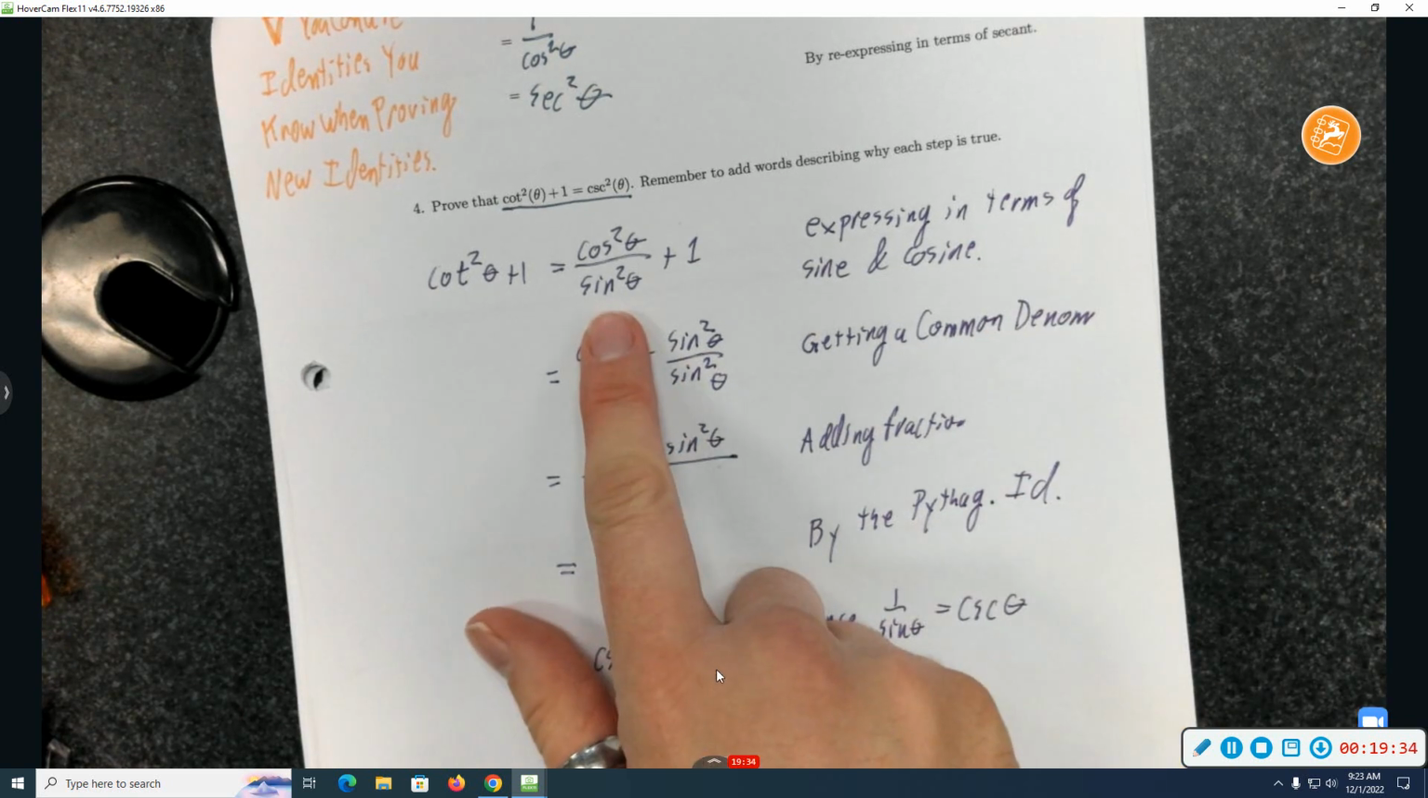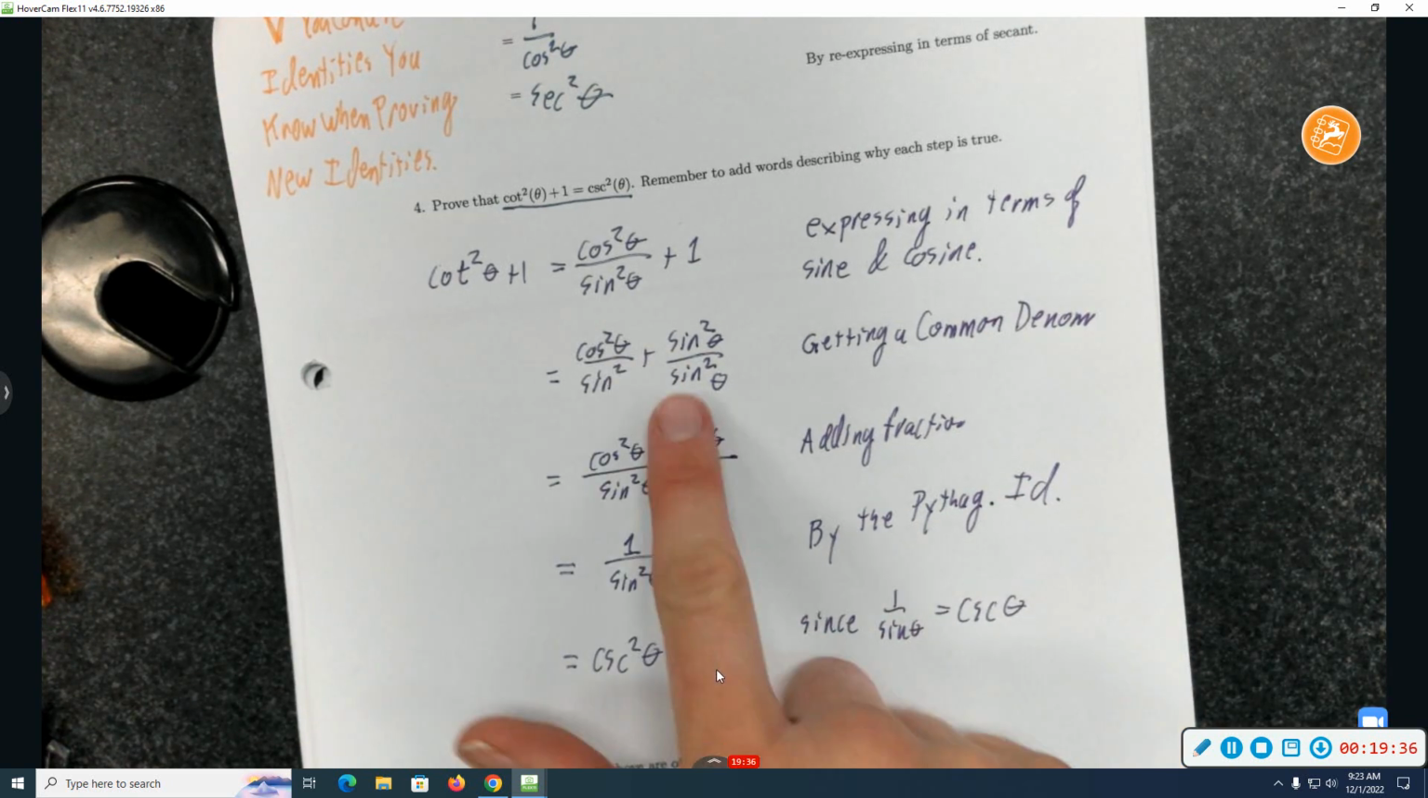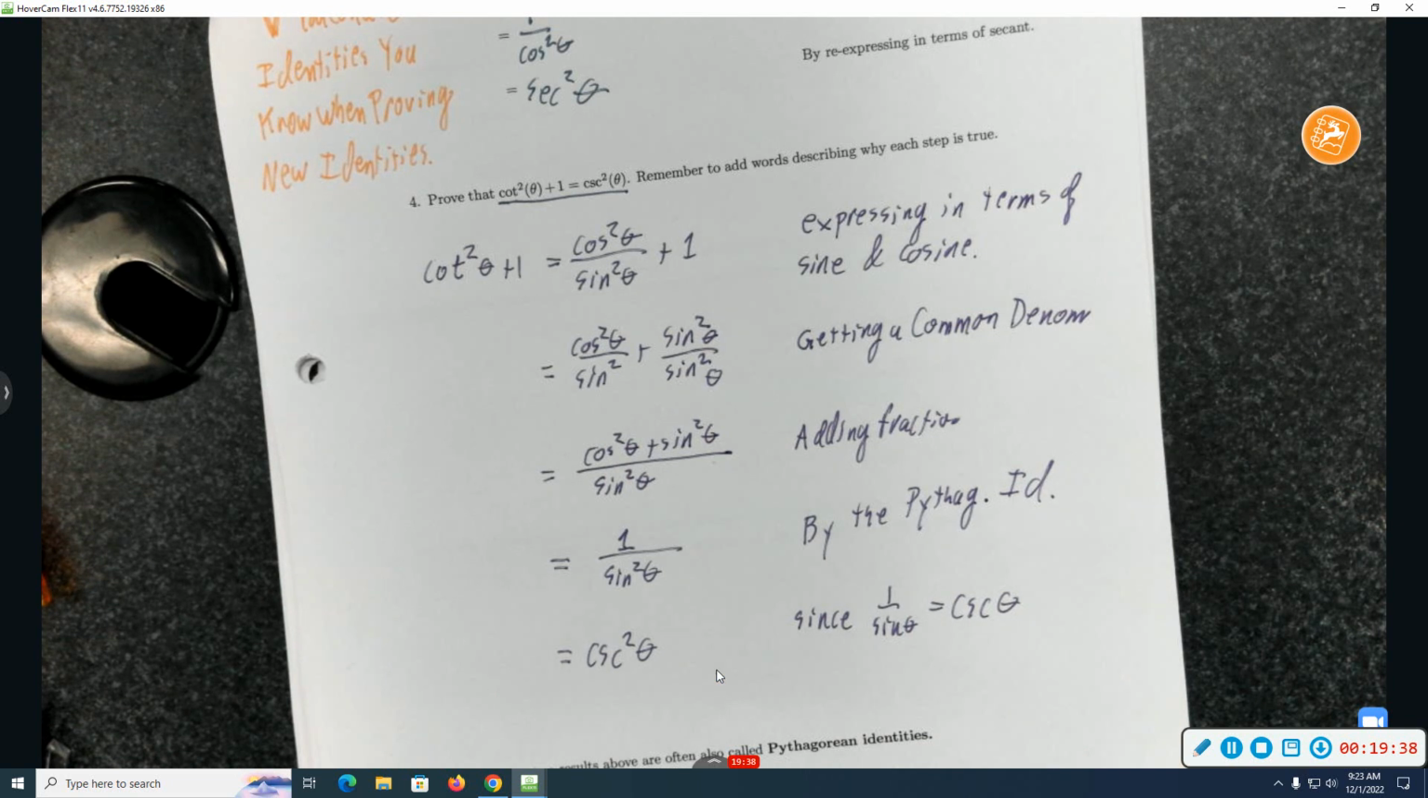It's true because you can get everything in terms of sine and cosine. Why is this next line true? It's true because you can get a common denominator in order to add fractions. So the verbal descriptions are important. It doesn't have to be formatted exactly like this, but the steps need to be explained adequately.